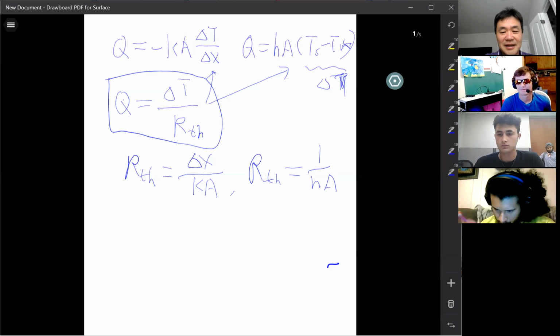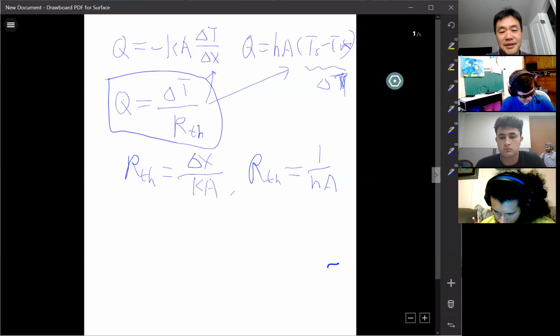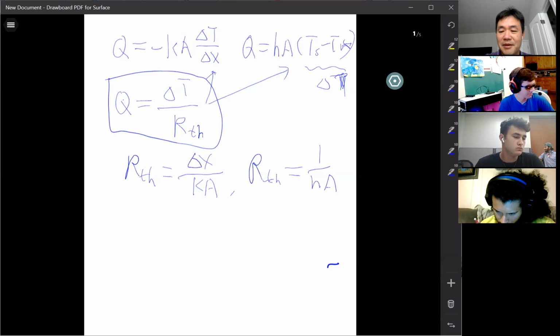Then it's different to calculate the thermal resistance for conduction and for convection, basically. So just remember this: delta X divided by KA, that's the conduction. 1 over HA, that's the convection. Okay.